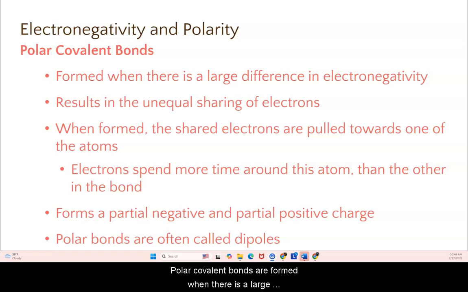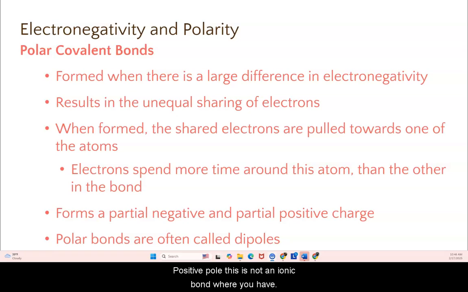So polar covalent bonds are formed when there is a large difference in electronegativity, which results in the unequal sharing of electrons. When this happens, the shared electrons are going to be pulled towards one of the atoms more, and the electrons are going to spend more time around the atom with higher electronegativity than the other atom in the bond. This forms both a partial positive and a partial negative charge. The polar bonds are often called dipole bonds because you have a negative pole and a positive pole.